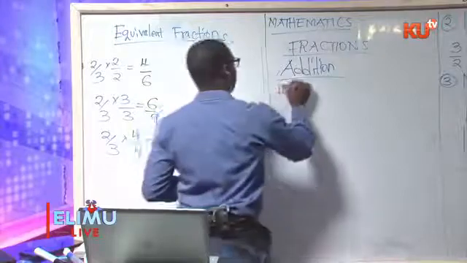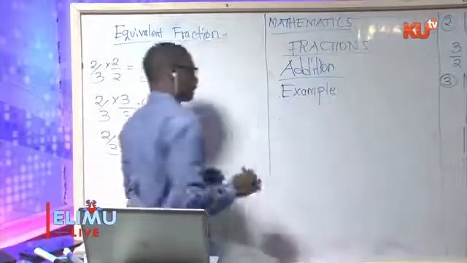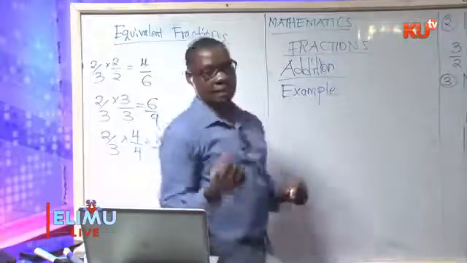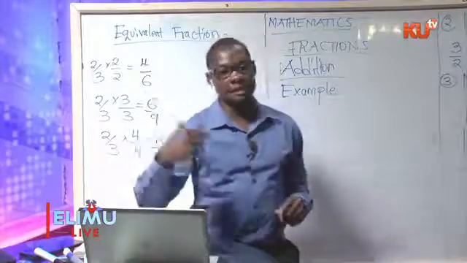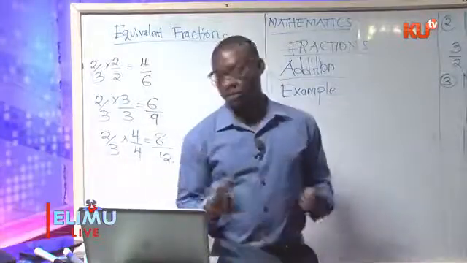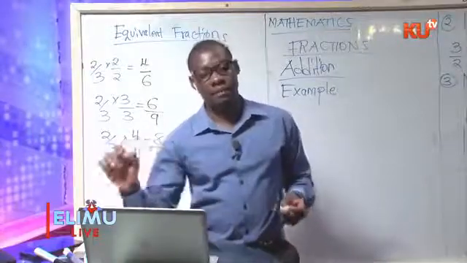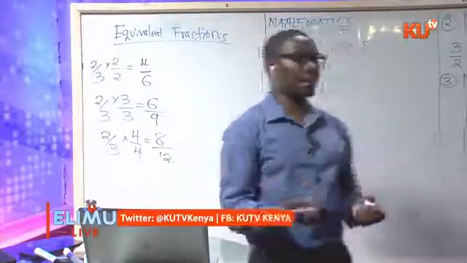Example. So the first example, we are looking at fractions with the same denominator. I started by telling you the numerator is the number that is up and the denominator is the number that is down. To remember that, know that down starts with D. So the denominator is the number that is down. That will make you be able to remember easily.